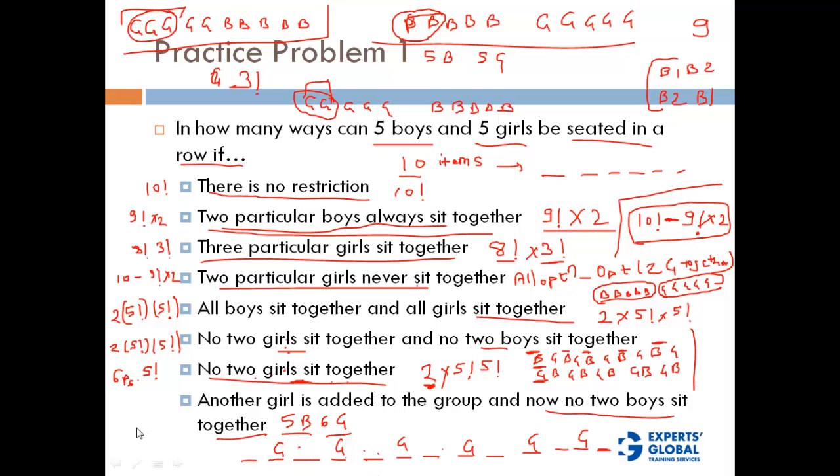Correct? So it's going to be, girls sit among themselves in 6 factorial ways. Out of those, you have 7 empty chairs for boys, and boys sit in those 7 chairs in 7P5 ways. So the answer here is 6 factorial into 7P5.